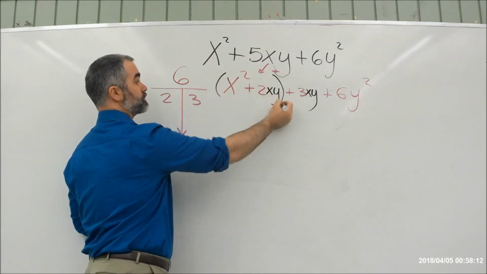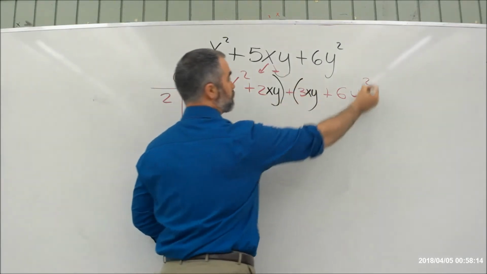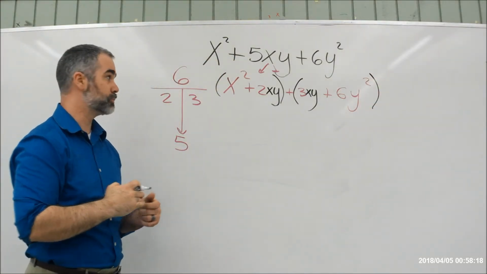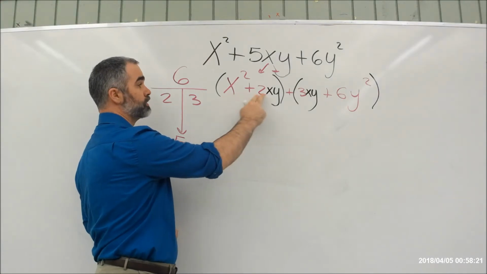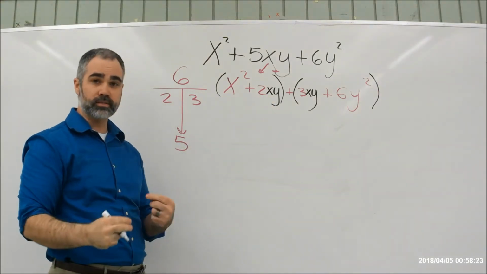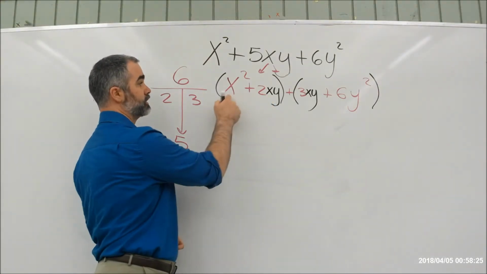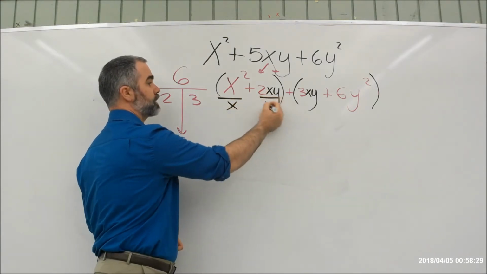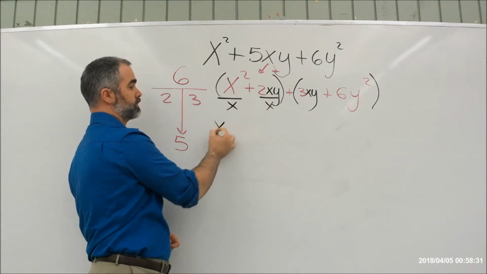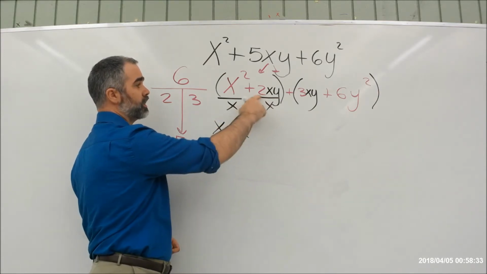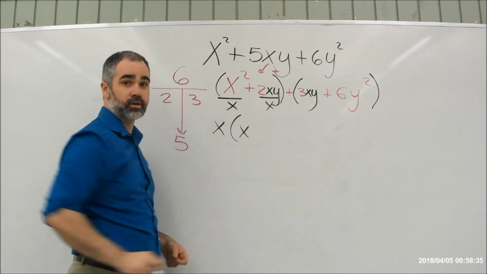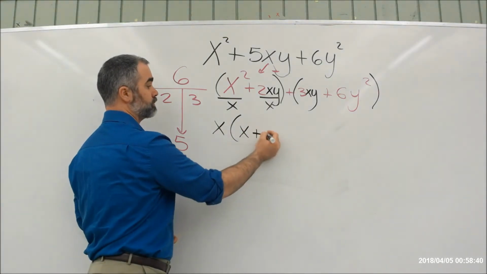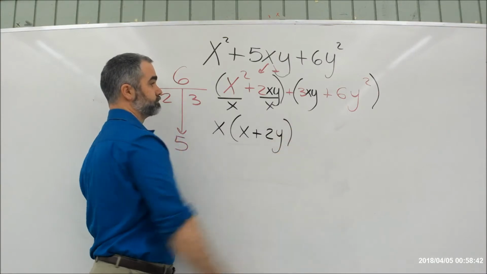Let's put parentheses around this one, put parentheses around this one, and we're going to go ahead and see if we can factor out the greatest common multiple. X squared plus 2xy, the greatest multiple there is going to be x. There's an x in this one and an x in this one. So if we factor out an x, that leaves me with x here. If I divide the x out in this second term, all that happens is the x part of it goes away. So I'm left with 2y.